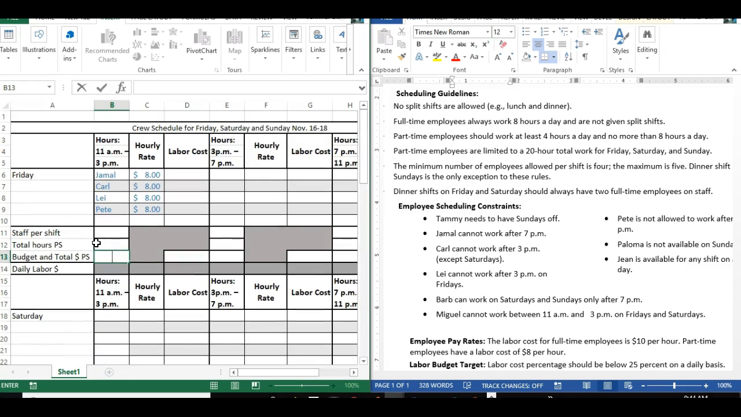So we'll start with Friday. I already wrote these in just for time's sake. But the first thing we should do when we're looking at this is we need to figure out our budget first.